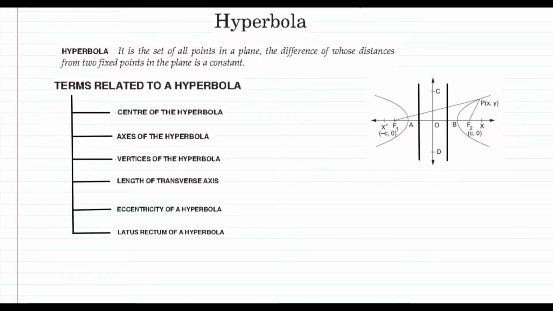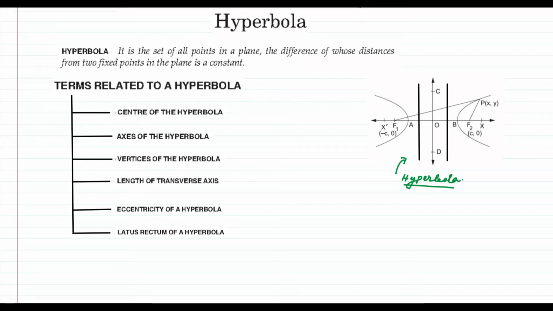Now we are going to discuss hyperbola, the last part of conic section. What is hyperbola? It is the set of all points in a plane, the difference of whose distances from two fixed points in the plane is a constant. So here you can say this is a hyperbola whose axis is along the x-axis. I'll be coming later to the different types of axis.